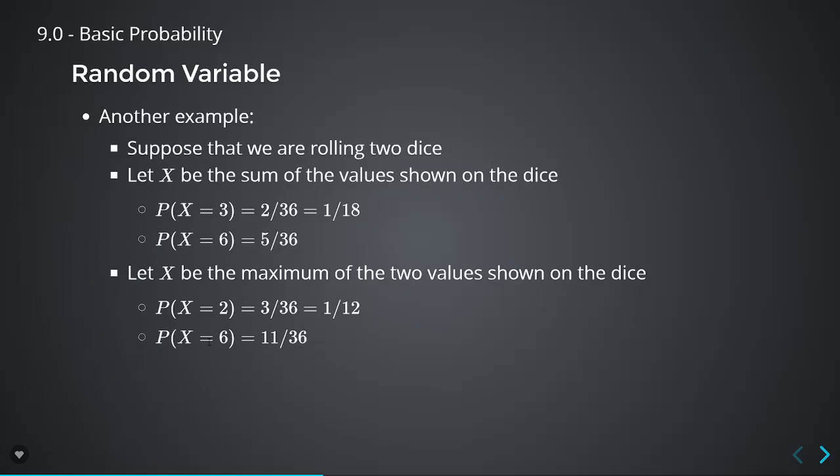So if you roll 2 dice, the probability that the highest one is 6 is 11 out of 36, because you got 1,6, 2,6, 3,6, 4,6, 5,6, and then you got the opposite, 6,5, 6,4, 6,3, 6,2, 6,1, and then you have 6,6. So that's 11 events out of 36 possible ones, so it should be 11 out of 36. Okay, so this is why we're using random variables.